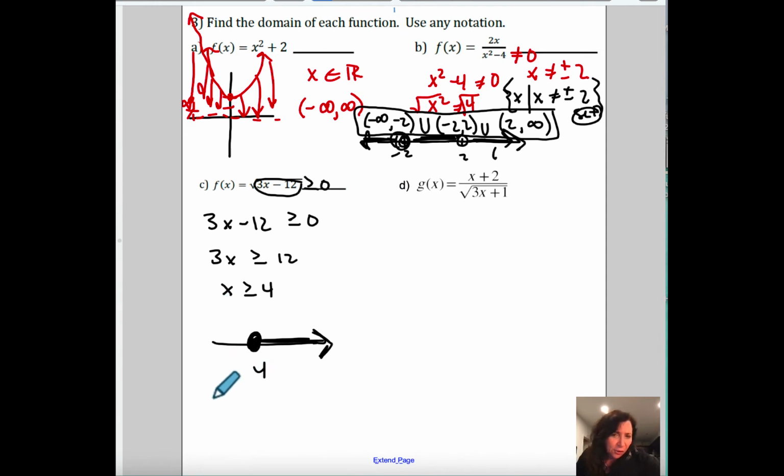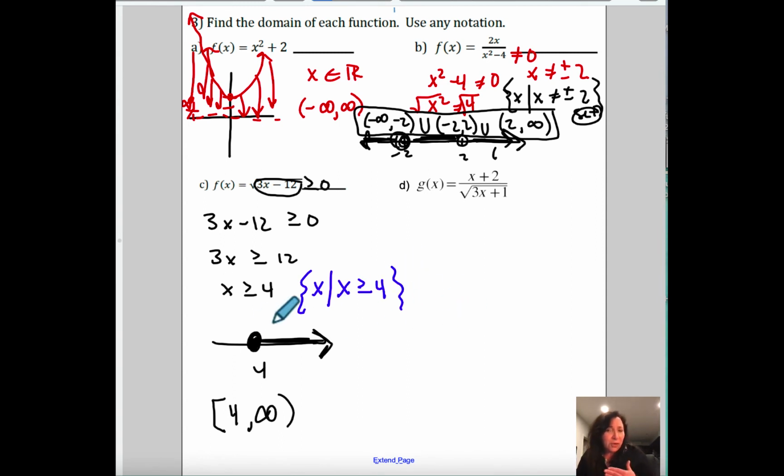So if you said interval notation, you would write bracket 4 all the way to infinity, and that would be parentheses. Parentheses are always around infinity. Or if you did set notation, you would write this as solution set. You'd say for all values of x, x has to be greater than or equal to 4. And this is also completely fine to write it like that.